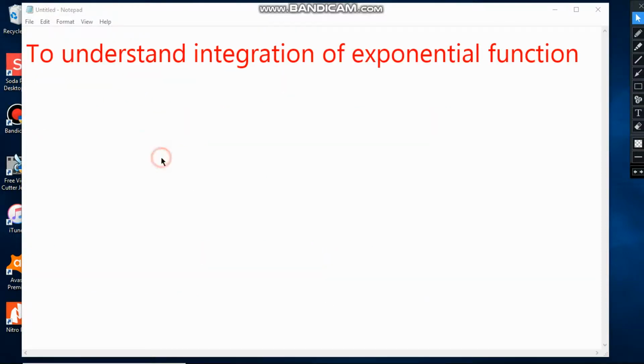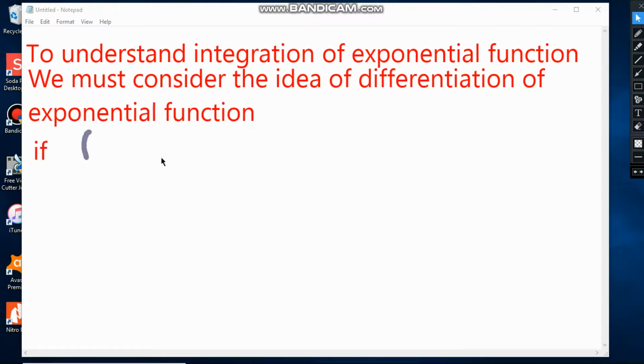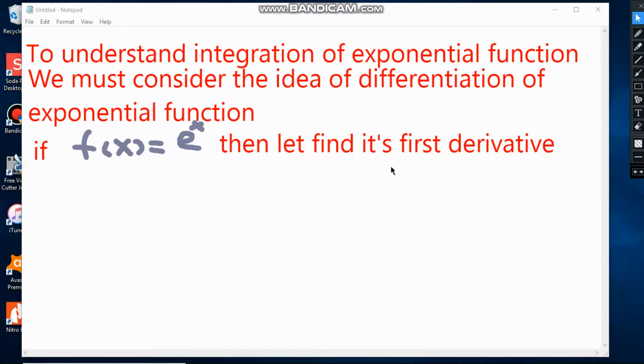To understand integration of exponential function, first we must consider the idea of differentiation of exponential function. For example, if f of x is equal to e raised to x, then let's find its first derivative. It means f dash of x. So when we differentiate f of x with respect to x, what we get is e raised to x.